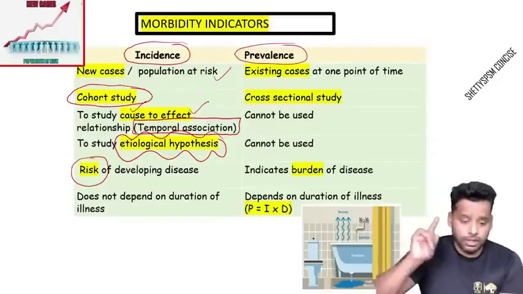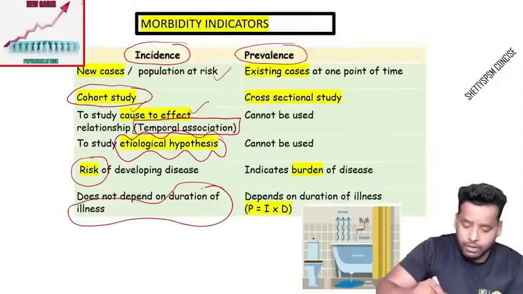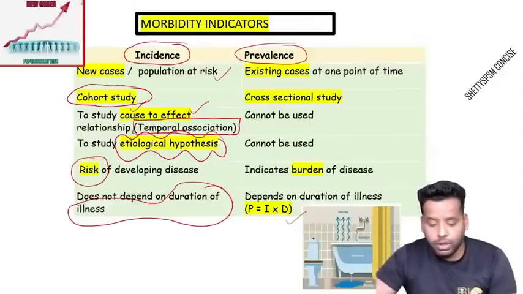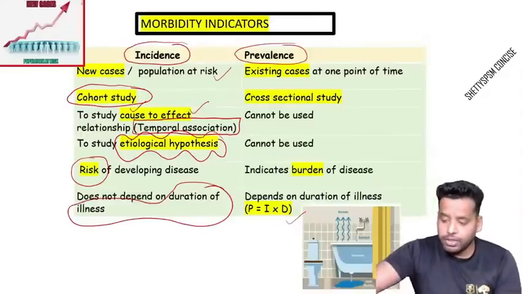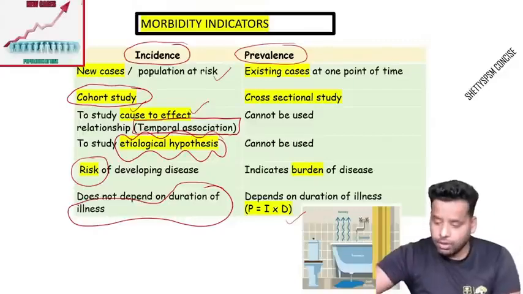Always keep this word risk with you. It will not depend on duration of illness. I will tell the equation later. What will depend on duration of illness? P is equal to I into D. Existing cases. What is that called?